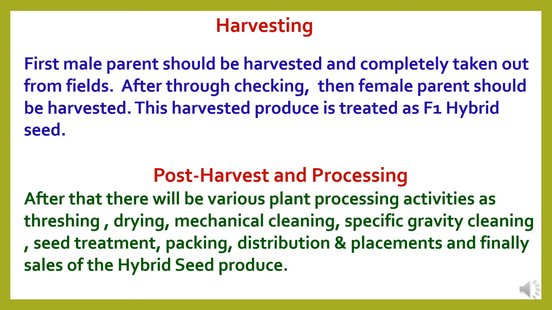Then post harvest and processing. After harvesting, there will be various plant processing activities as threshing, drying, mechanical cleaning, specific gravity cleaning, seed treatment, packing, distribution, placement, and finally sales of the produce of hybrid seed.